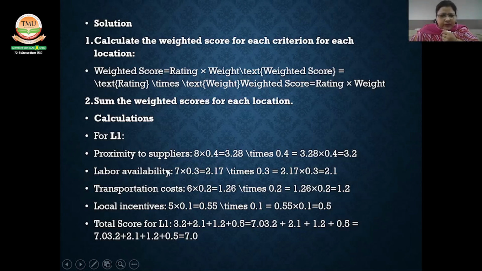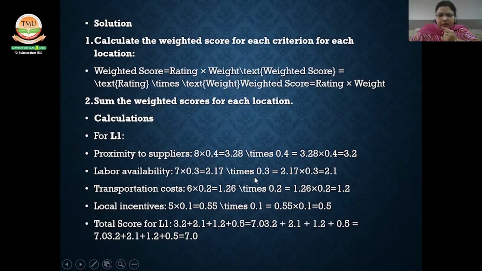Now labor availability 7 multiplied by 0.3, so we will find 2.1. The transportation cost 6 multiplied by 0.2, we will find 1.2. Okay. Now local incentive 5 multiplied by 0.1 is equal to 0.5. Okay. So now we will add all these weighted scores we have found.